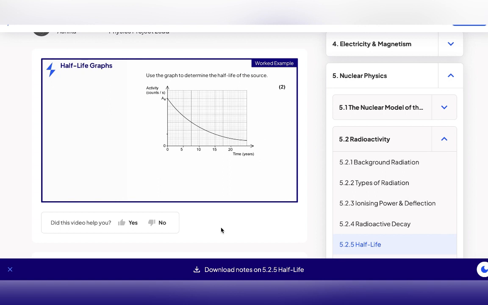Another common type of half-life exam question involves graphs. Here, we are asked to use the graph to determine the half-life of the source for 2 marks. We'll start off by finding half of the initial activity. A0 is 6 squares up the y-axis, so A0 over 2 will be 3 squares up the y-axis. We then need to use the graph to read the time at which activity reaches half its initial value.